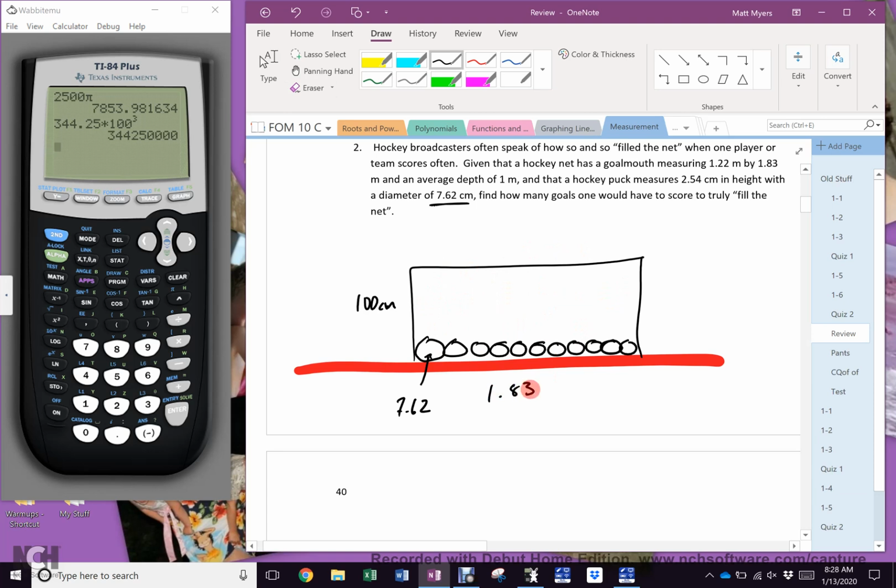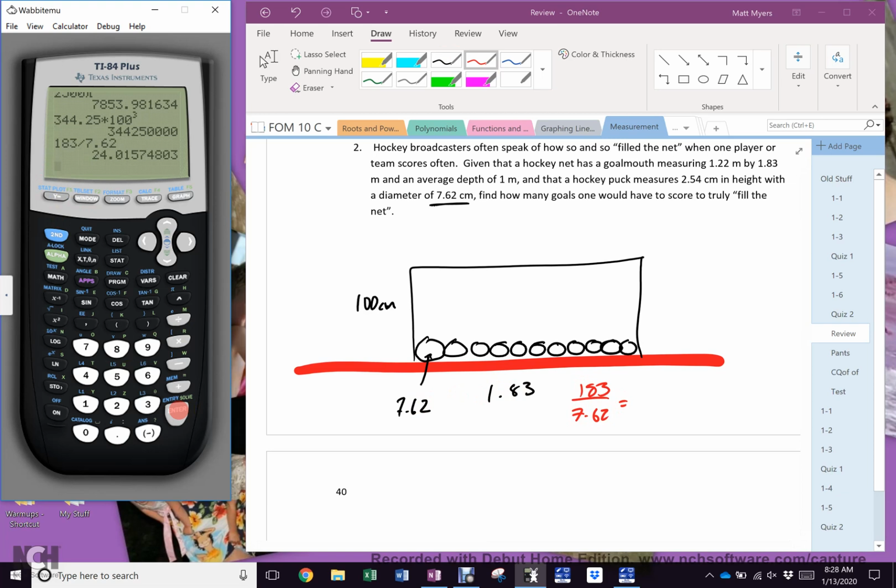But I'm not dividing 1.83 by 7.62, am I? Because what is this really? 183 divided by 7.62, which gets me, I can put 24 pucks across here. I cannot put a 25th, can I? So I can have 24 pucks on the ground, yes?